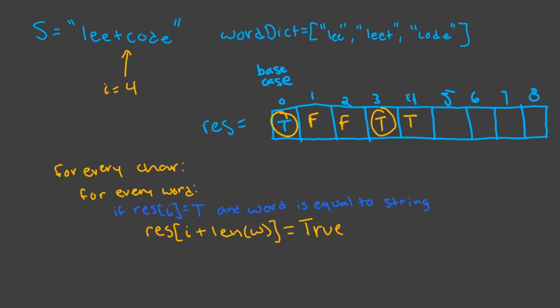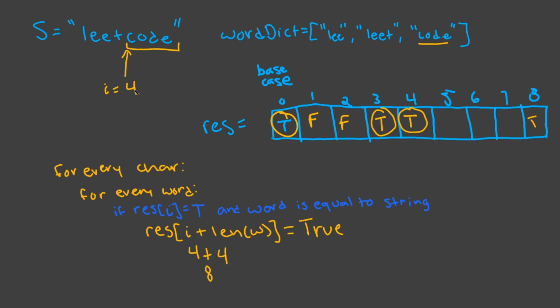So now we check our index 4 at our array, and we see that is true. So we could start searching for a word that fits the rest of this string, and as you can see, we have code here. So what we want to do is update our result array at I plus length of W, which would be 4 plus 4, since the length of code is 4, and then set that equal to true. So what we're going to do is set index 8 to true.